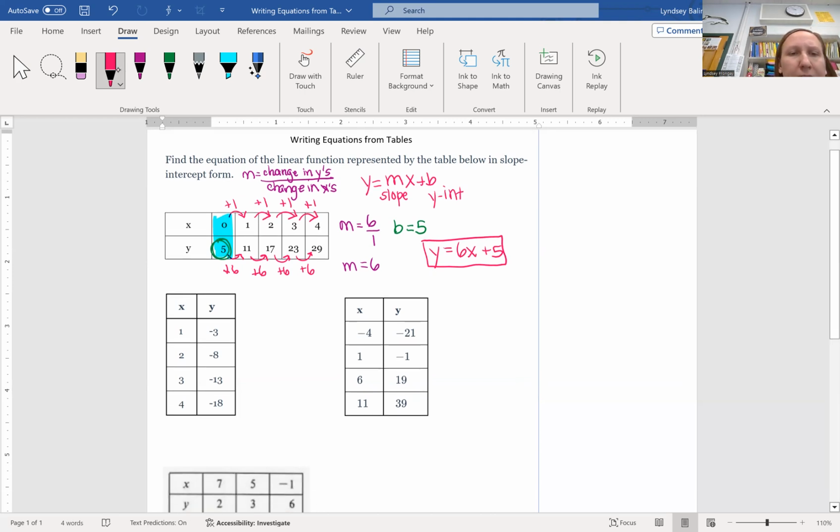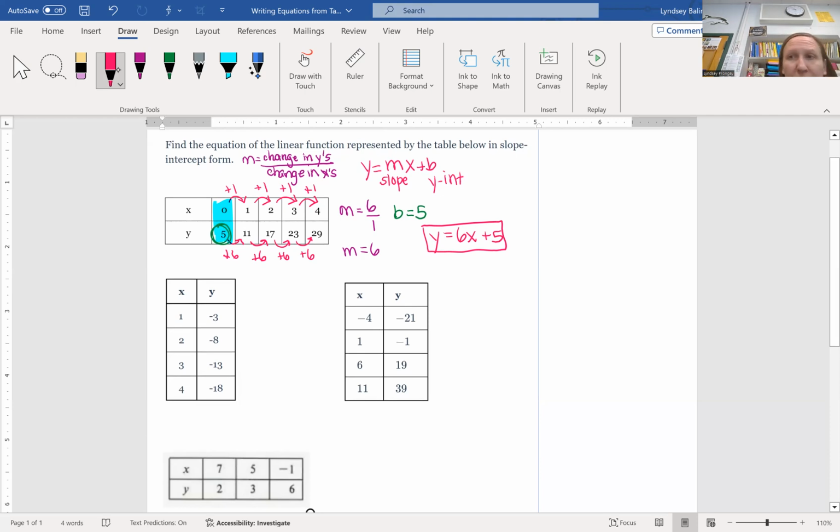Okay, let's go to the next table. I'm doing the one on the left side. It's a vertical table, but we're still going to do the same thing. From 1 to 2, it's going up 1, 2 to 3 up 1, 3 to 4 up 1. -3 to -8. Our numbers are decreasing here, and this one went down by 5. -8 to -13 also down by 5. -13 to -18 also down by 5. So my slope is going to be my change in y's, which is -5, over my change in x's, which is +1, and -5 over 1 is really just -5.